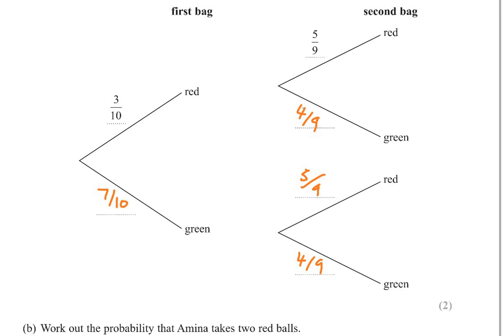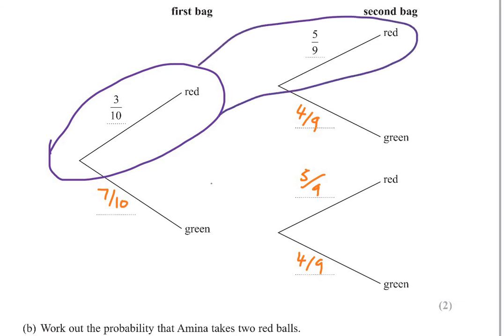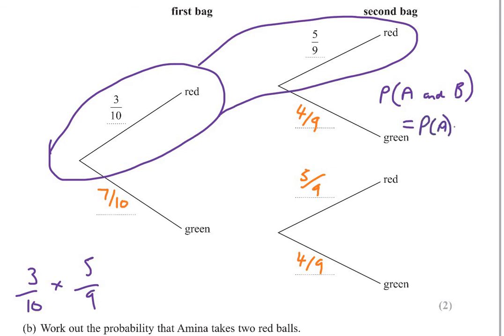Right, work out the probability that Amina takes 2 red balls. Well, hopefully you can see that there's only one way this can happen, and that is if she takes a red from the first bag and then a red from the second bag. And how do we do this? Well, we need to multiply the probabilities. So 3/10 times 5/9, and that's because of the formula P(A and B) equals P(A) times P(B). So 3/10 times 5/9 is 15 over 90, and we will leave our answer like that.